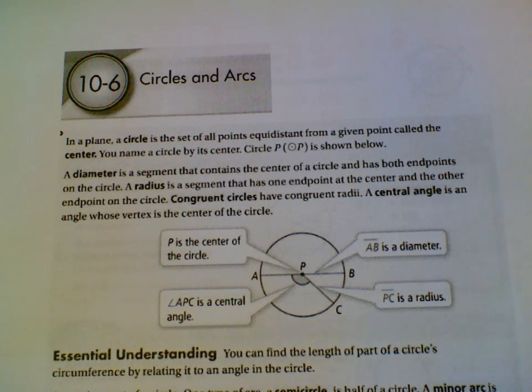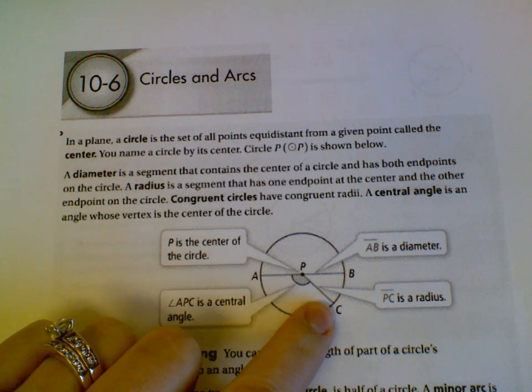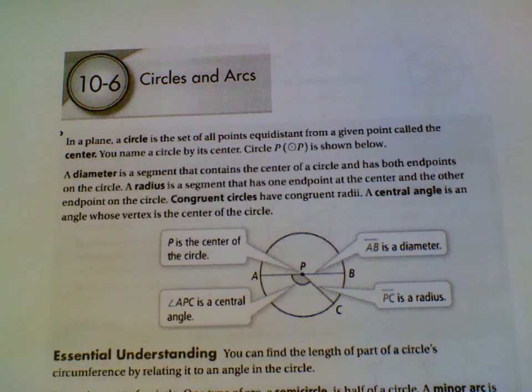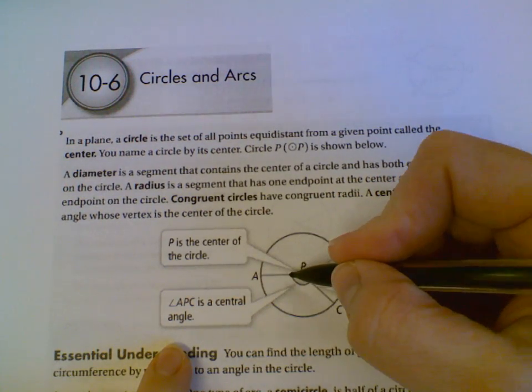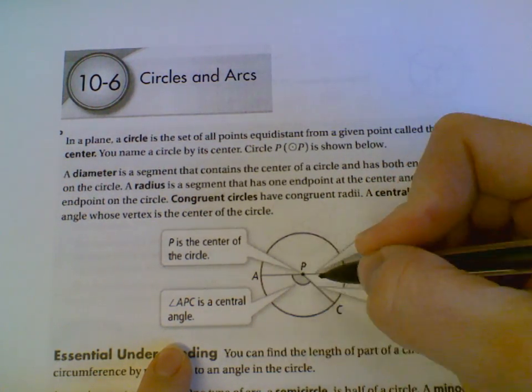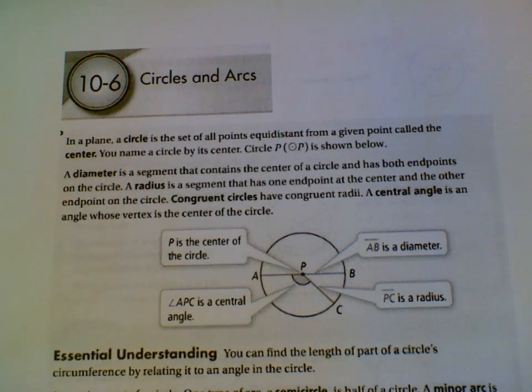Then a radius is a segment that has one endpoint at the center and the other endpoint on the circle. So an example of a radius would be PC. Then it says congruent circles have congruent radii. A central angle is an angle whose vertex is the center of the circle. So that means like angle APC would be an example of a central angle.